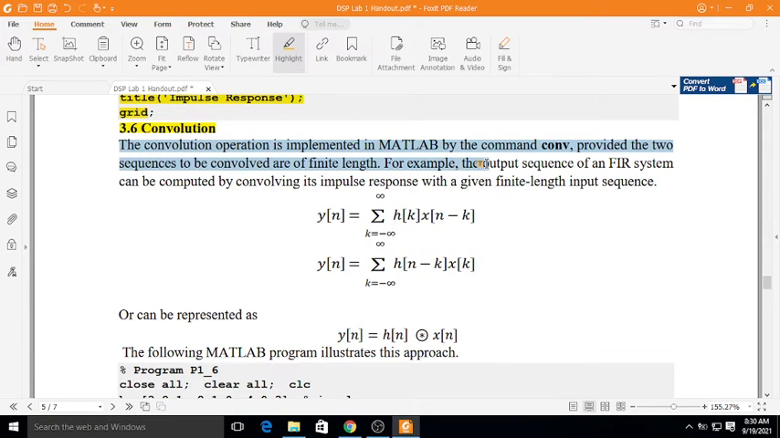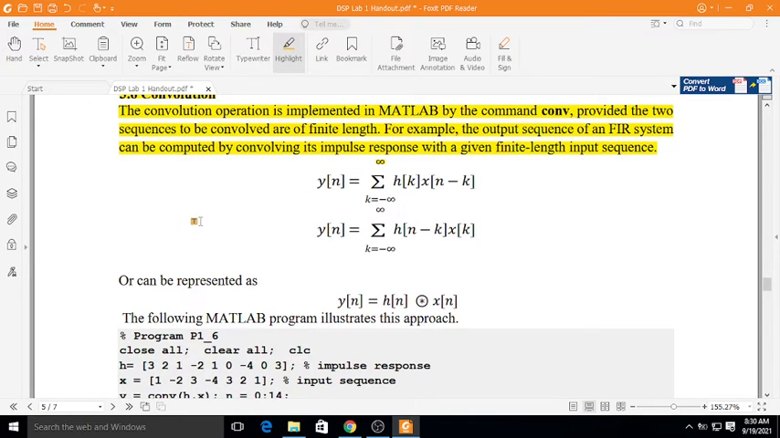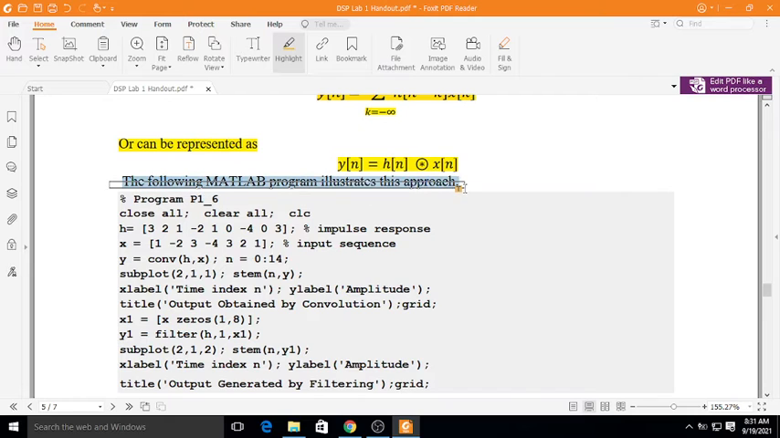For example, the output sequence of an FIR system can be computed by convolving its impulse response with a given finite length input sequence. y[n] = sum over k from minus infinity to infinity of h[k]x[n-k], or sum over k of h[n-k]x[k], or can be represented as y[n] = h[n] * x[n]. The following MATLAB program illustrates this approach.